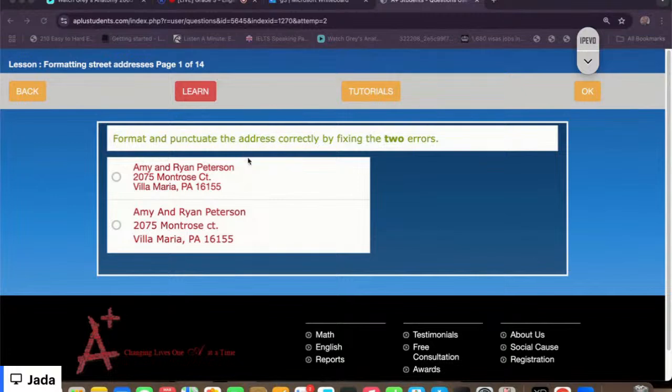Okay, so we'll move on here. Format and punctuate the address correctly by fixing the two errors. So you have to look at this address and then tell me which one we need to correct. Is it the first or the second? You can share your answers.